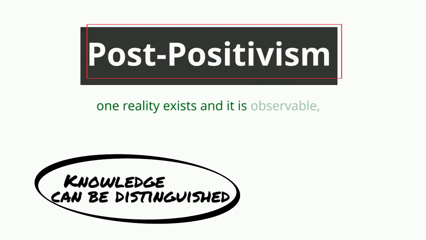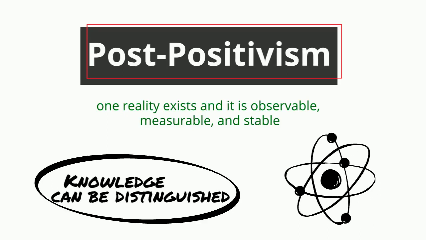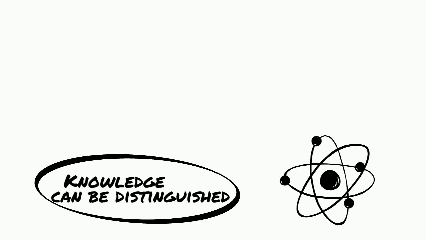Positivists consider one reality to exist that is observable, measurable, and stable. Post-positivism differs from positivism in that knowledge is relative but can still be distinguished. Often, post-positivists are cause and effect oriented and a priori theoretically based.